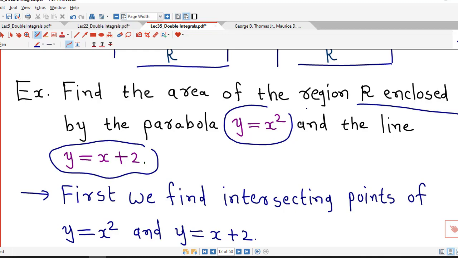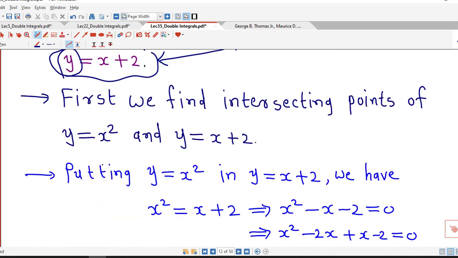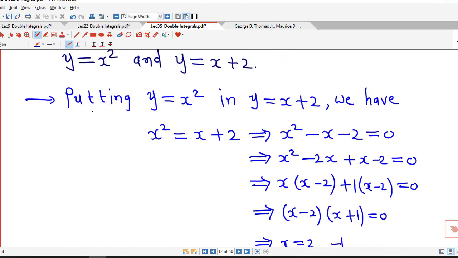First we have to sketch the region of integration which is enclosed between these two curves. Before sketching the region R, we have to decide at which points these two curves will intersect. For that we put y equal to x square in y equal to x plus 2. So we have x square equal to x plus 2.